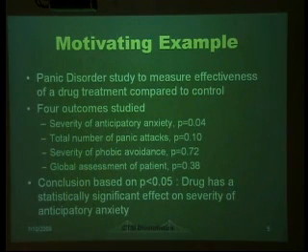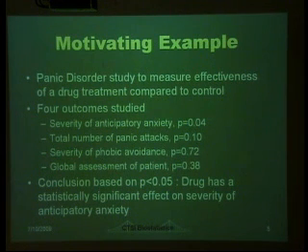So let's talk about a motivating example. This is a panic disorder study to measure effectiveness of a drug treatment compared to a control group. And the investigators were interested in studying 4 outcomes. Those 4 outcomes were the severity of anticipatory anxiety, total number of panic attacks, severity of phobic avoidance, and the global assessment of the patient. And you can see the 4 p-values from those comparisons. The first p-value is 0.04 for the severity of anticipatory anxiety, and the other ones are 0.1, 0.72, and 0.38.